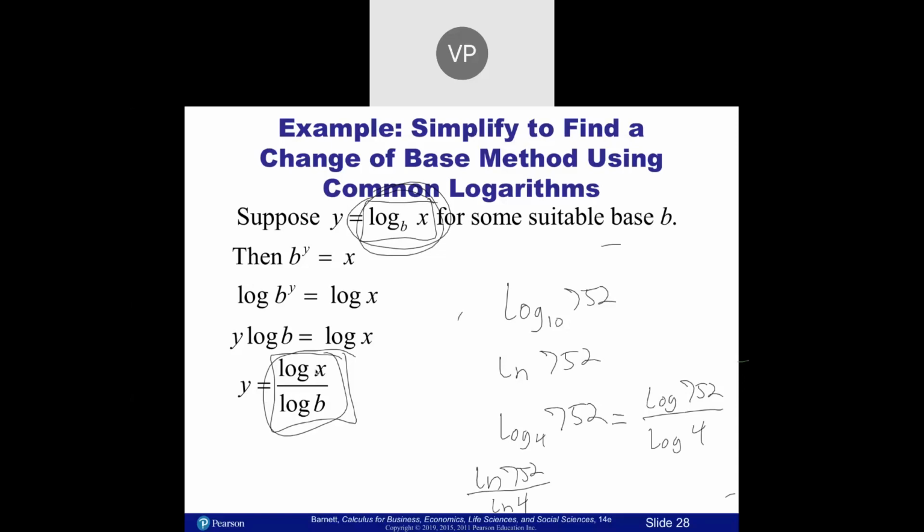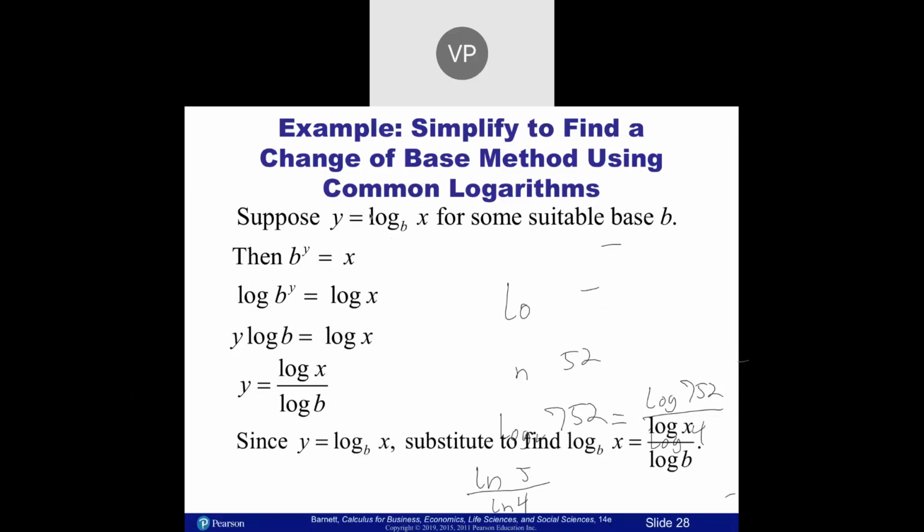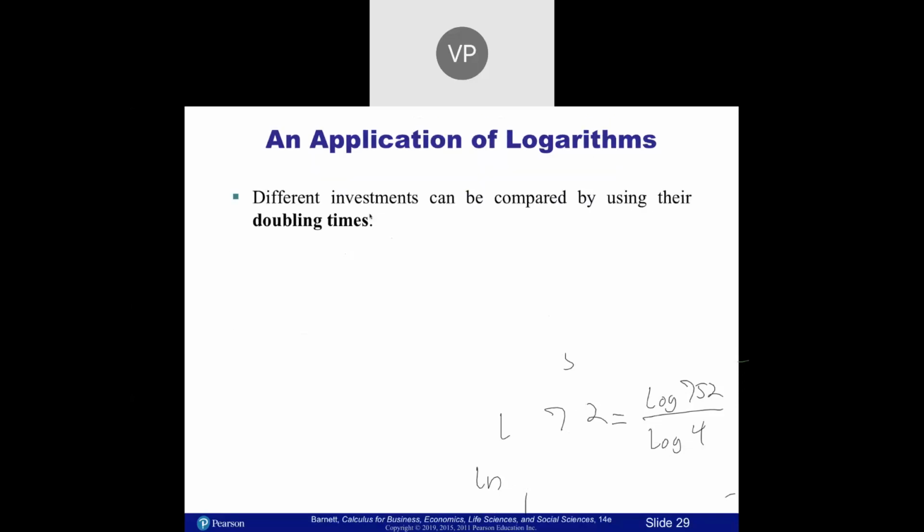But why we do this is now we have both these buttons on our calculator. We have natural log. We have log of base 10. So this just allows us to now calculate any base. No matter what problem they give you, you can change the base and you can get it to one that you're familiar with, a natural log or a log, and you can use your calculator.